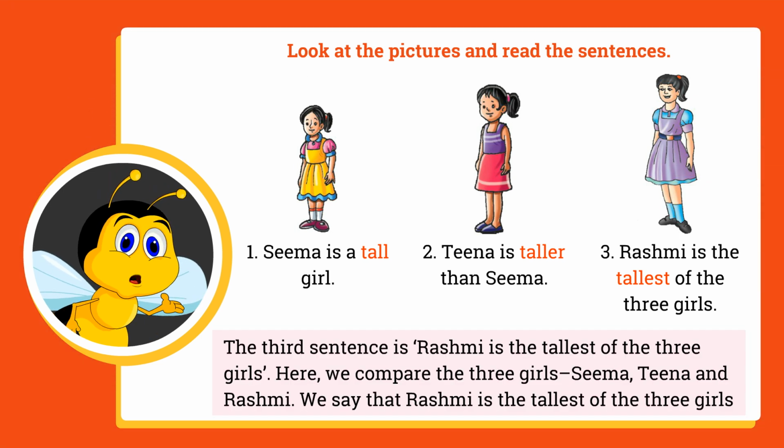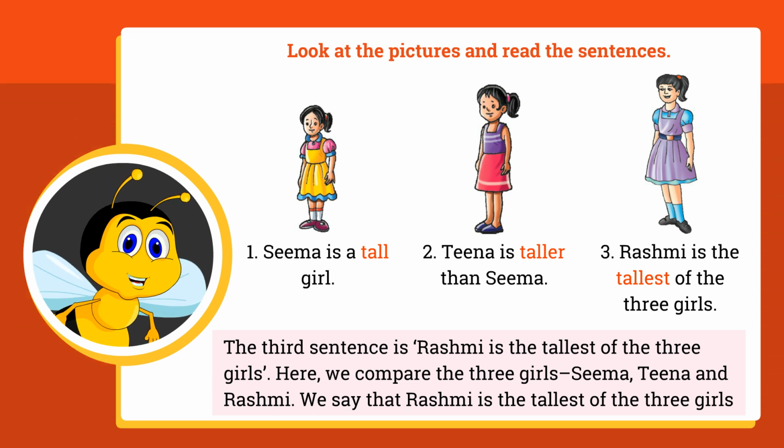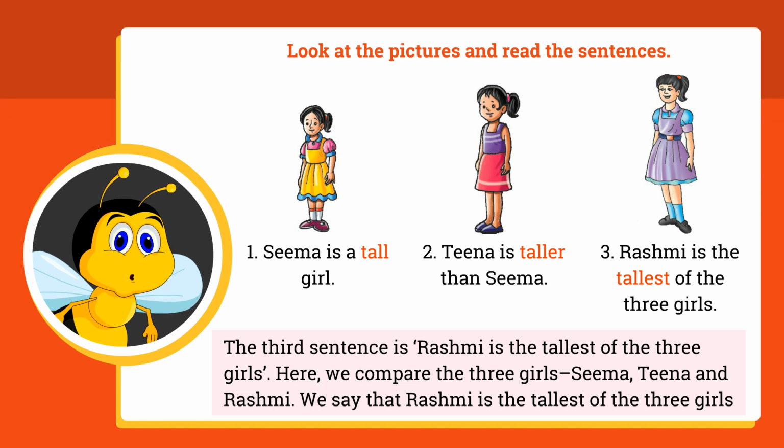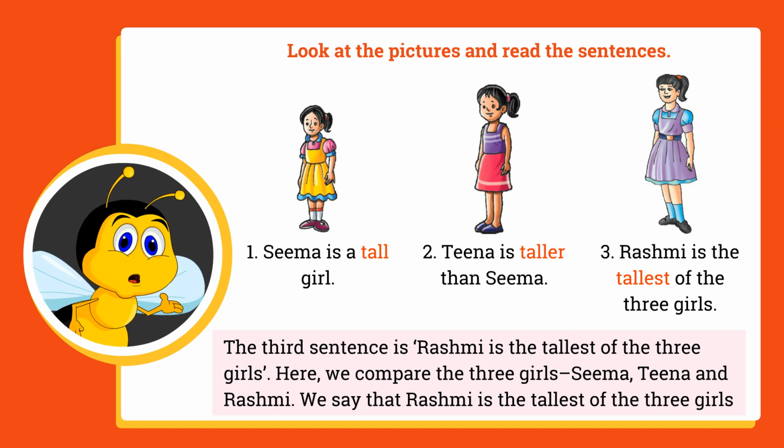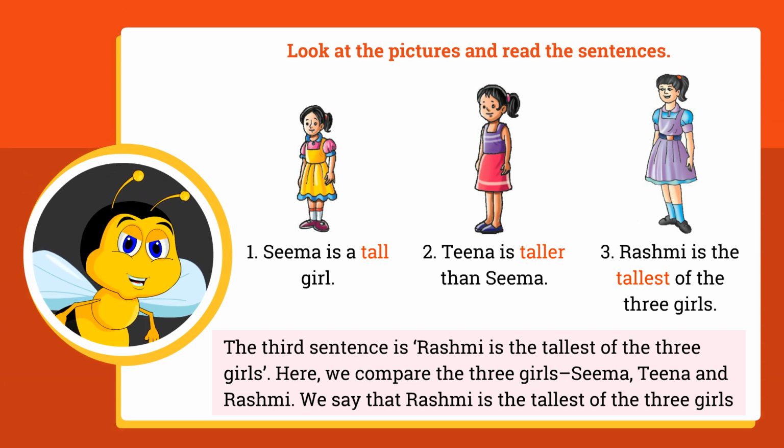The third sentence is Rashmi is the tallest of the three girls. Here, we compare the three girls, Seema, Tina and Rashmi. We say that Rashmi is the tallest of the three girls.